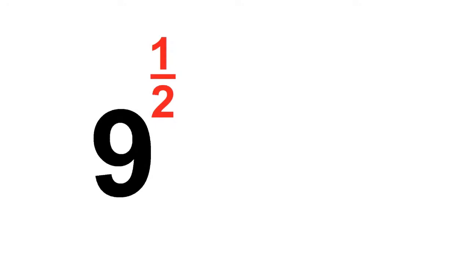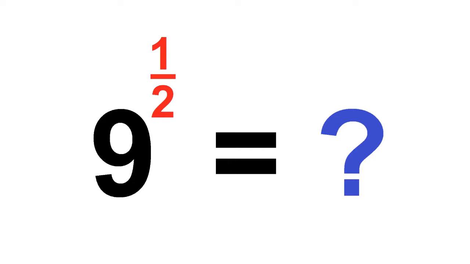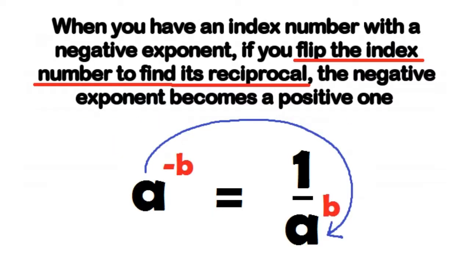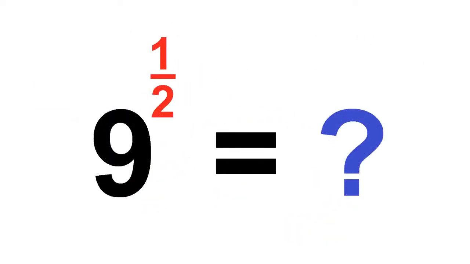Let's start with something like 9 to the power of a half. What do we do if we get 9 to the power of a half? We've learnt the zero exponent rule, the negative exponent rule, but this is new. Let's see if we can use what we know to take a crack at it.